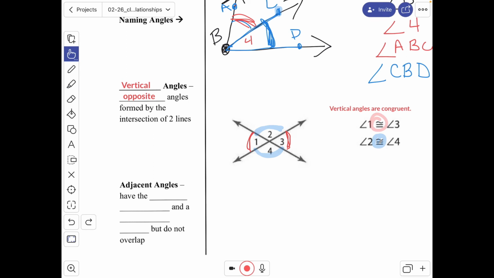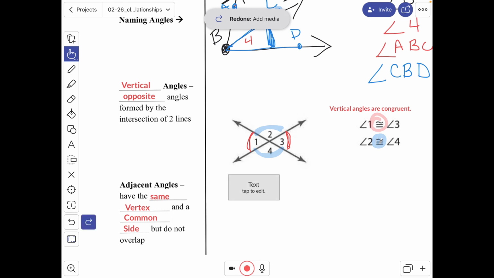Our last vocabulary word is adjacent angles. And adjacent angles have the same vertex or endpoint, and they have a common side, but they do not overlap. So they have the same vertex and a common side, but they do not overlap.